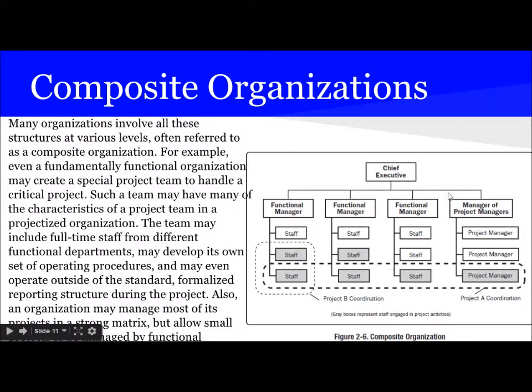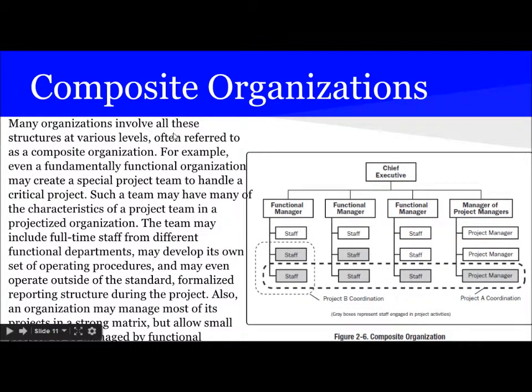This is an example of composite organization, which is a mixture of different kinds of organization structure. Like this dark dotted area denotes a strong project matrix organization, and the small light dotted area denotes project B coordination, which is like a weak matrix organization. So let's see what is composite organization.